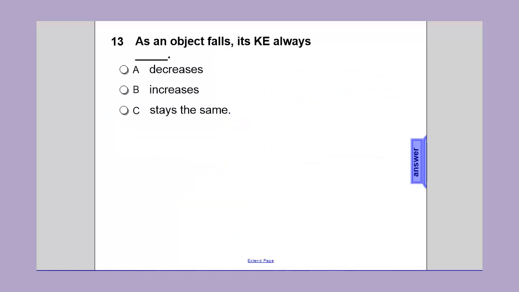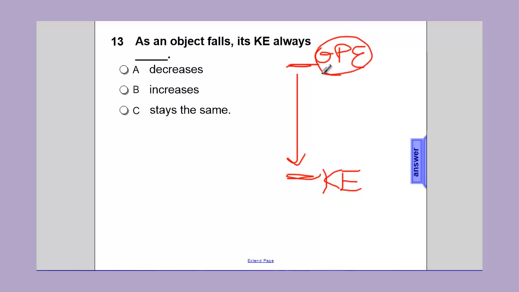So as an object falls, its KE always A decreases, B increases, C stays the same. So we just said it started with GPE, and in the end, it's going to have just KE when it gets to no height. So as it goes down, it loses GPE. This goes down because the height is going down. So that means KE needs to be going up. So it B increases.